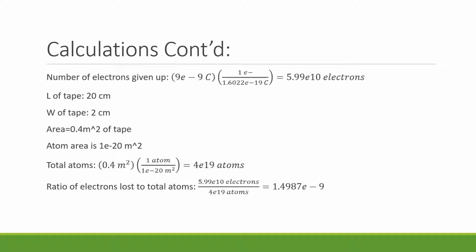The next set of calculations done was to find the number of electrons that were lost or given up. The area of the tape was found, and then the number of atoms able to fit within that area was calculated. Based on the charge of the tapes, the number of electrons lost was also calculated to be 5.99 times 10 to the 10 electrons. The number of electrons lost was then placed over the number of atoms, and a ratio of 1.5 times 10 to the negative 9 was found.